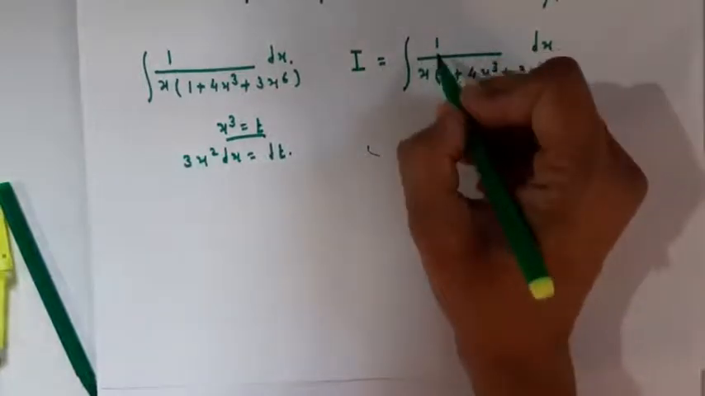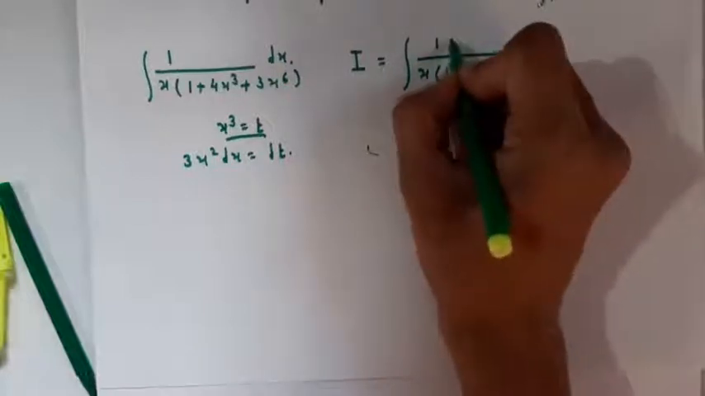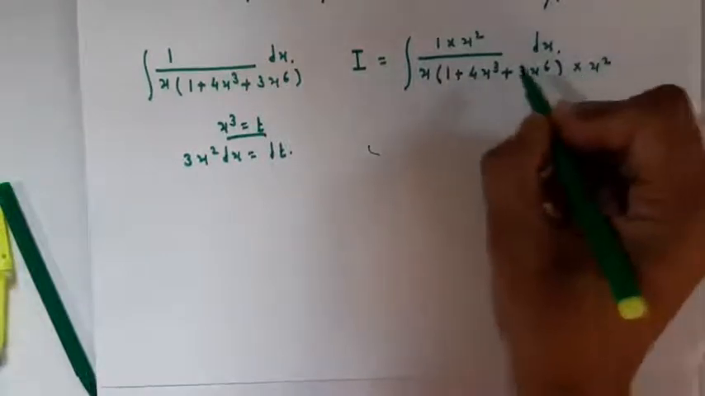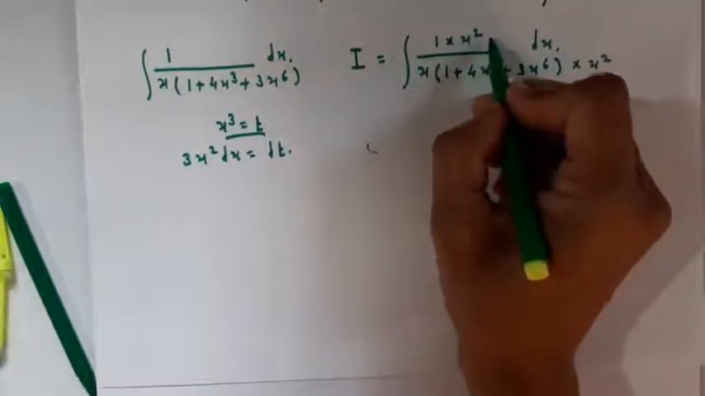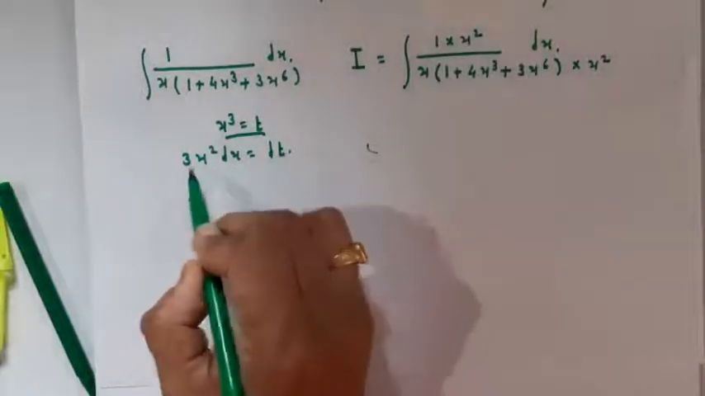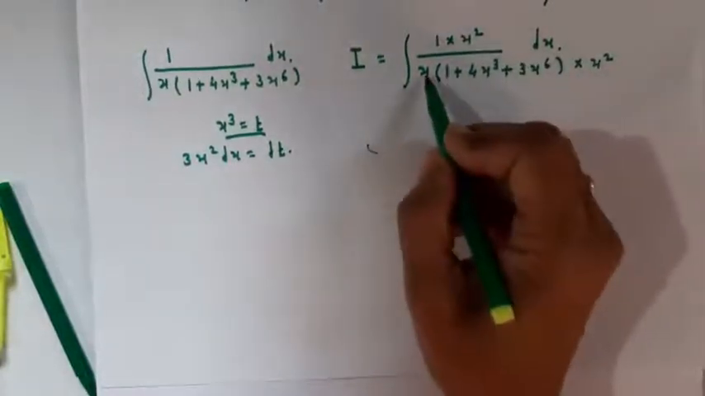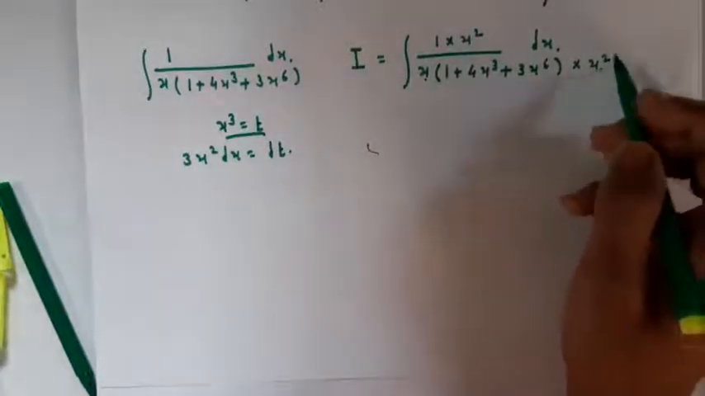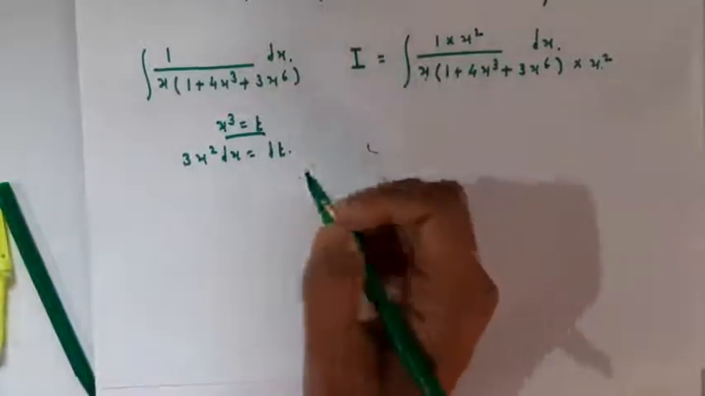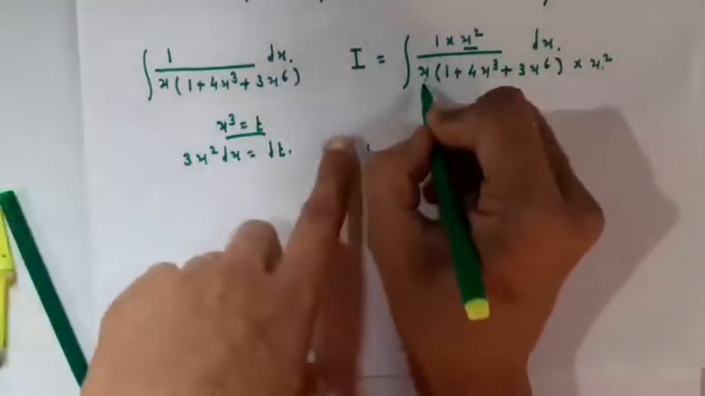See here. Suppose we multiply the numerator and the denominator by x². If we multiply the numerator and denominator by x², then see what happens. At the numerator, x² dx, and x² dx equals dt by 3. The derivative will be adjusted here, and in the denominator x into x² will be x³. That means our adjustment will be successful and we can solve the problem easily, and that's why we multiply the numerator and denominator by x² in the integration.